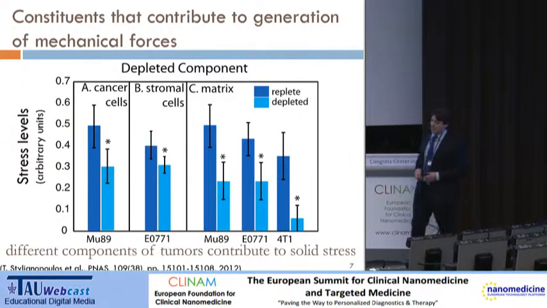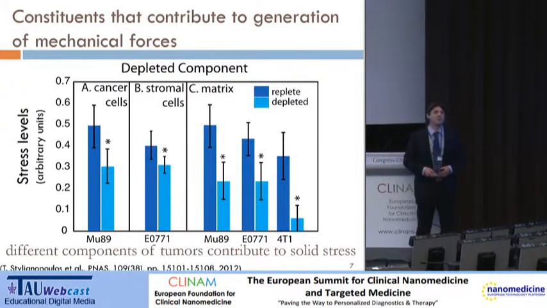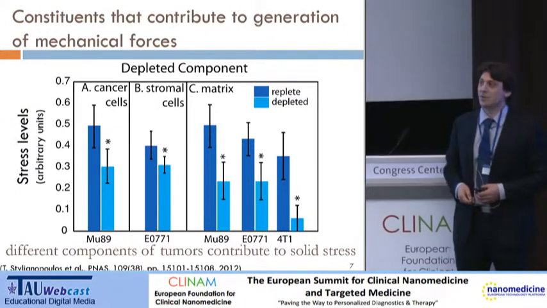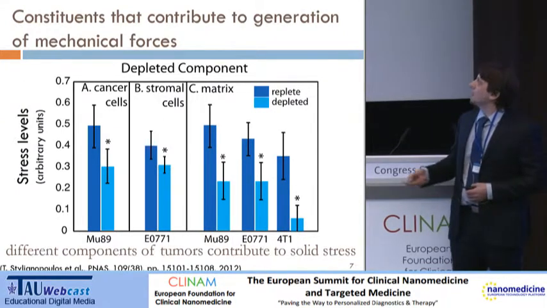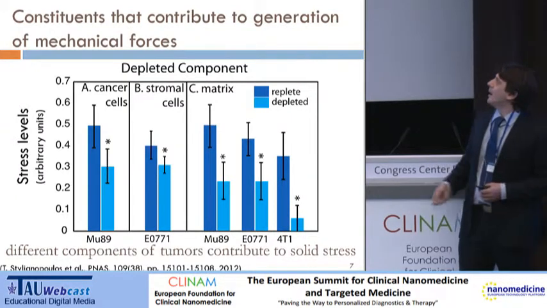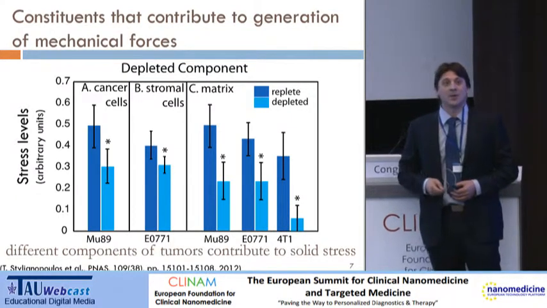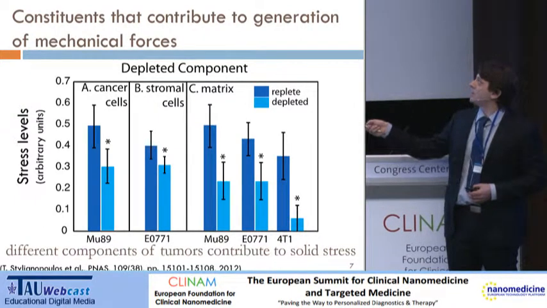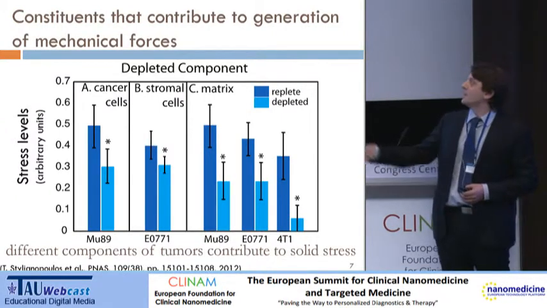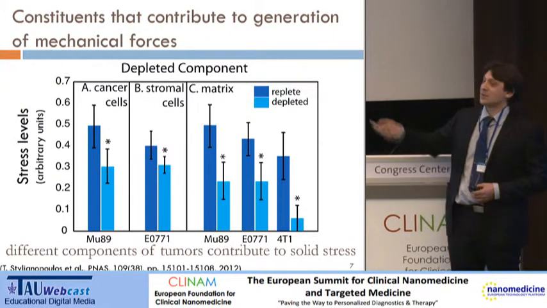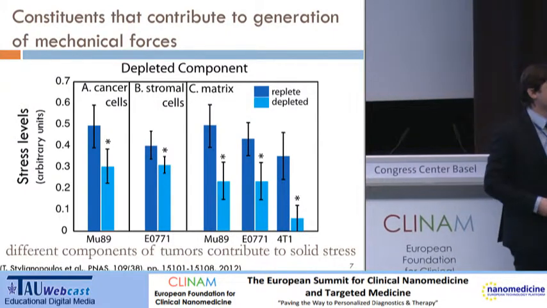So the first study that I did was to identify the constituents of the tumor microenvironment that contribute to the generation of these mechanical stresses, mechanical forces in tumors. What I did was to measure the stress levels in different tumor types. MU89 is a melanoma, E0771 and 41 are breast tumors. And I selectively depleted one of the components of the tumor microenvironment each time. The first time I depleted only cancer cells, and we see here the stress levels go down. The second time I selectively depleted stroma cells, and we get the same effect. The third time I depleted extracellular matrix, and again we see that stress goes down.